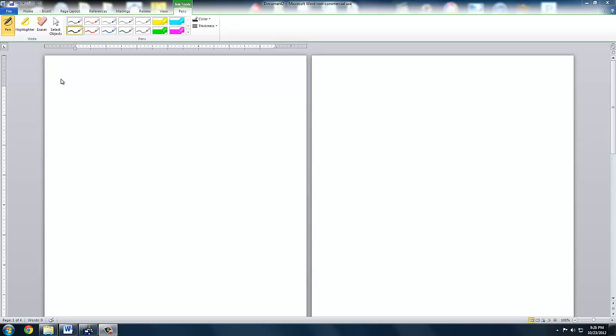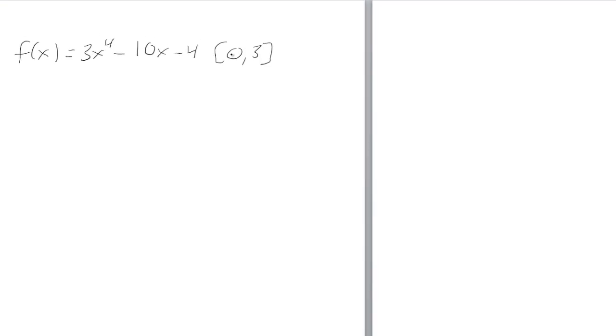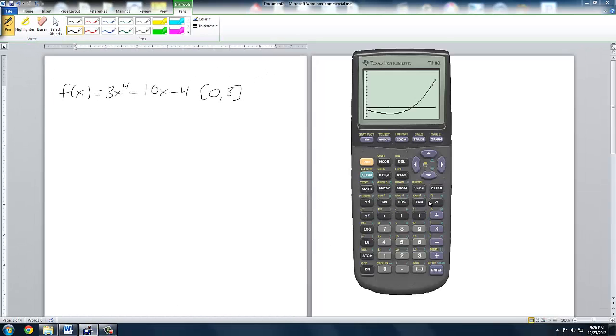So the example we're going to do here today is f of x equals 3x to the fourth minus 10x minus 4, and we're going to go from 0 to 3. Now I wanted to show this visually as well. So here's the graph of it. This is 0, this is 3. And it does go through 2, by the way. If you put 2 in, you get 0.